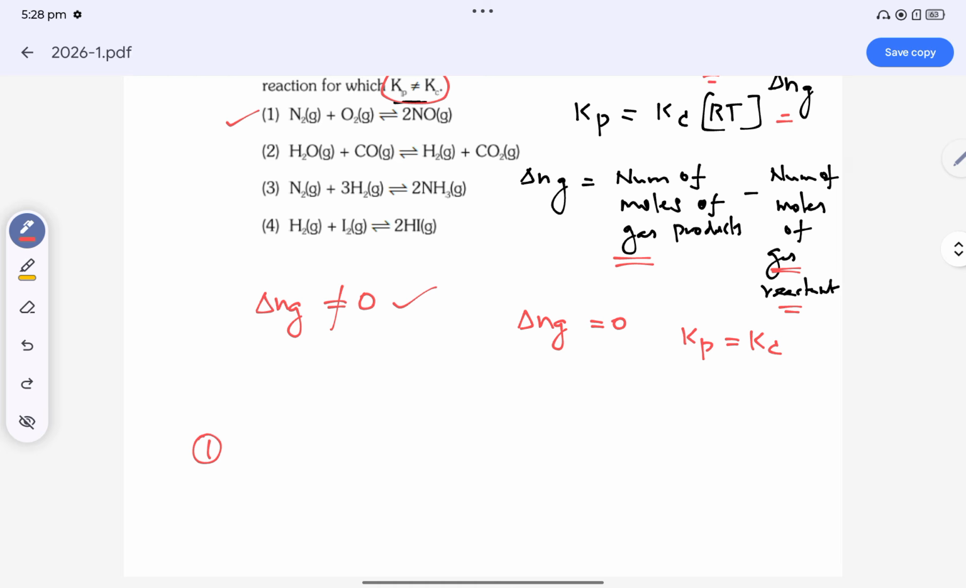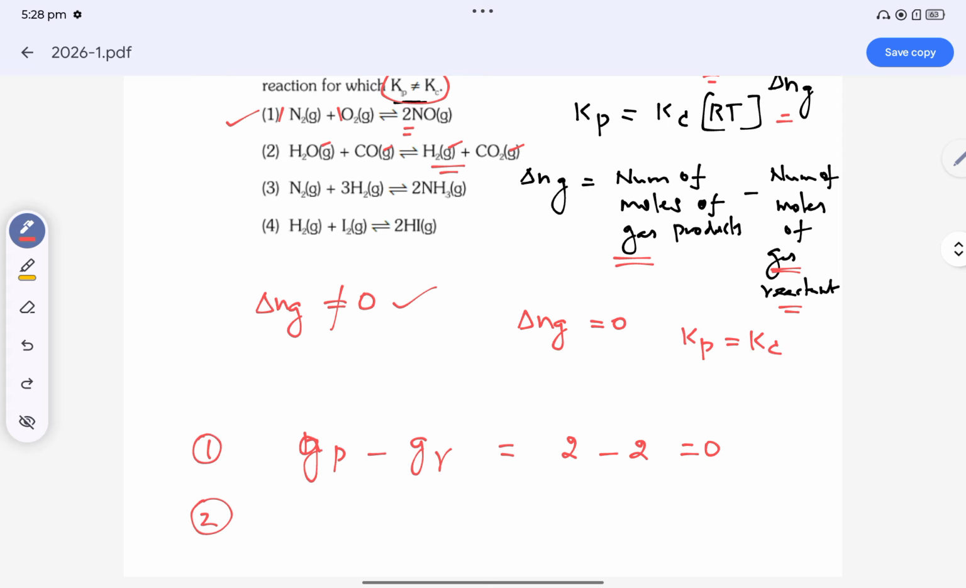Okay, so the gaseous products minus gaseous reactants. For the first reaction, 2 minus 2, which is equal to 0. Here you may have 1, here you may have 1. Now see the second option, you try. This also is gas, everything is gas. In the given four options, all the reactants and products are found to be gases.